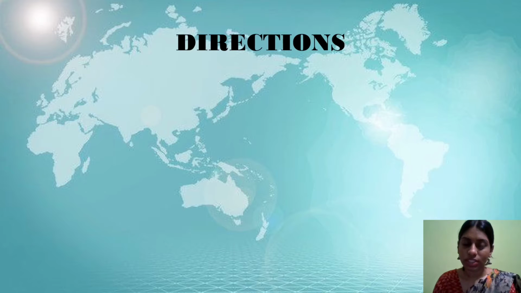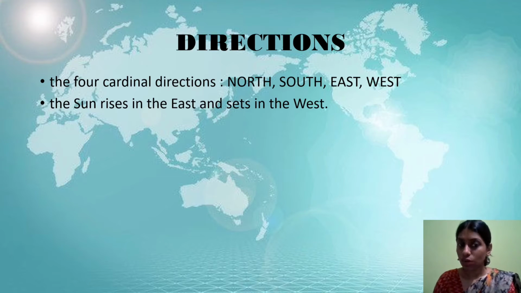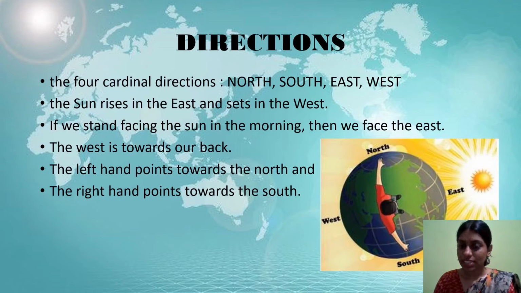Okay, now we will learn about the directions. So there are four directions. As you may know, they are north, south, east and west. We all know that the sun rises in the east and the sun sets in the west. So when we stand facing the sun, that is the east, and the west is towards our backside, and our left hand shows the north side and right hand shows the south side. So front is east, back is west, left hand is north and right hand is south.